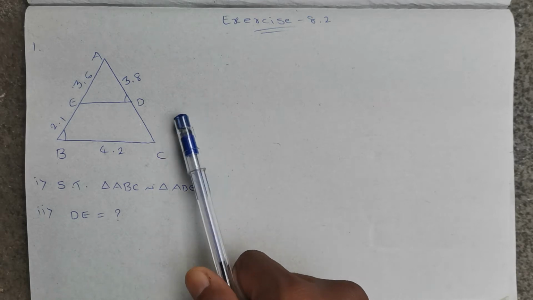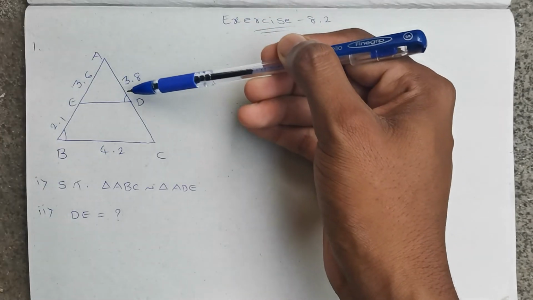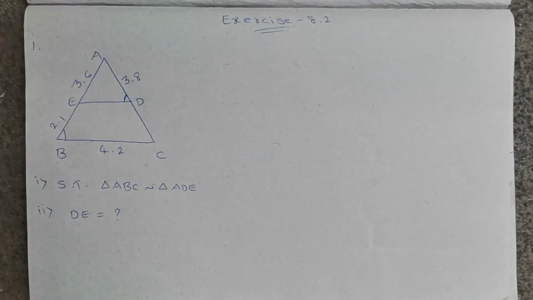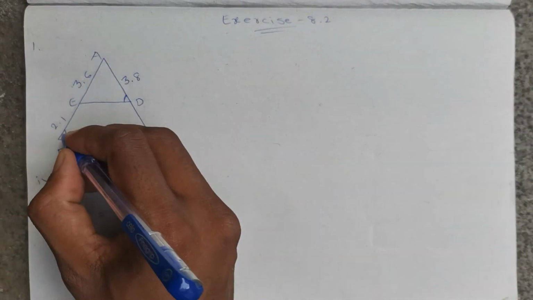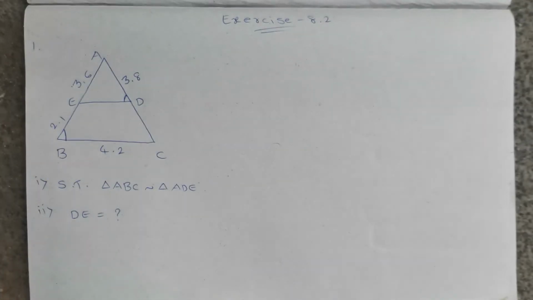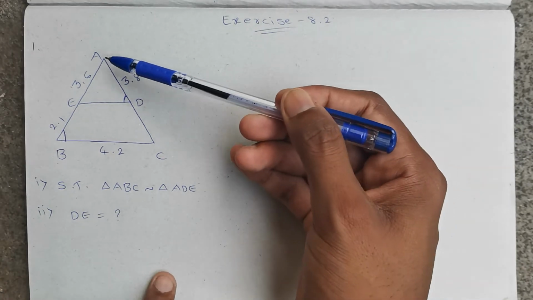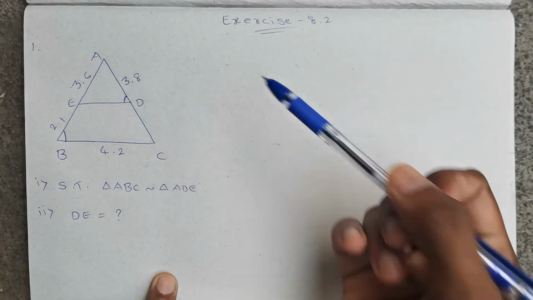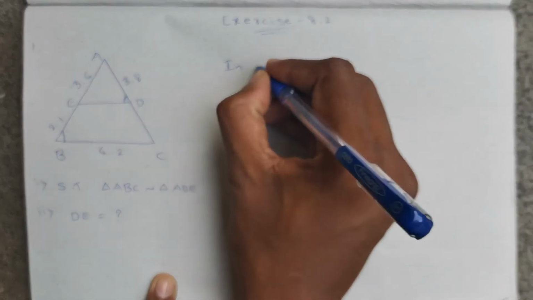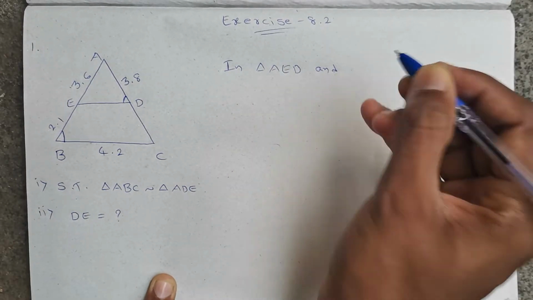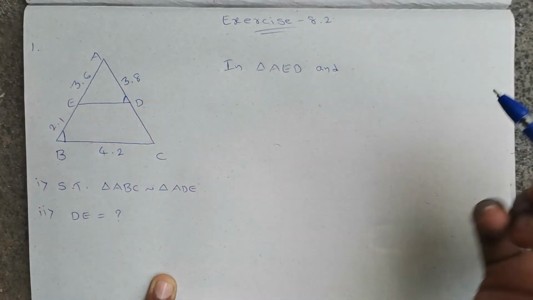In the given figure, angle ADE is equal to angle B. Then show that triangle ABC is similar to triangle ADE. So if we observe this small triangle AED and the bigger triangle ABC.